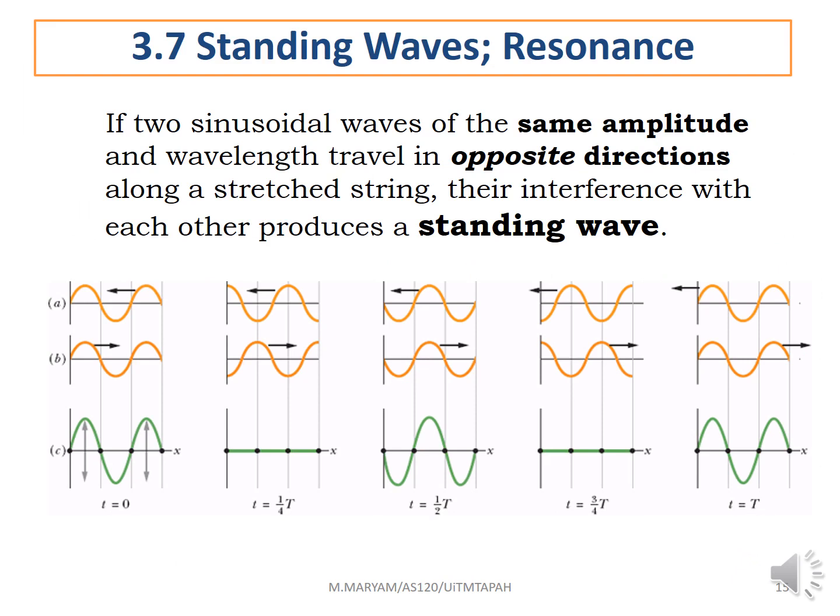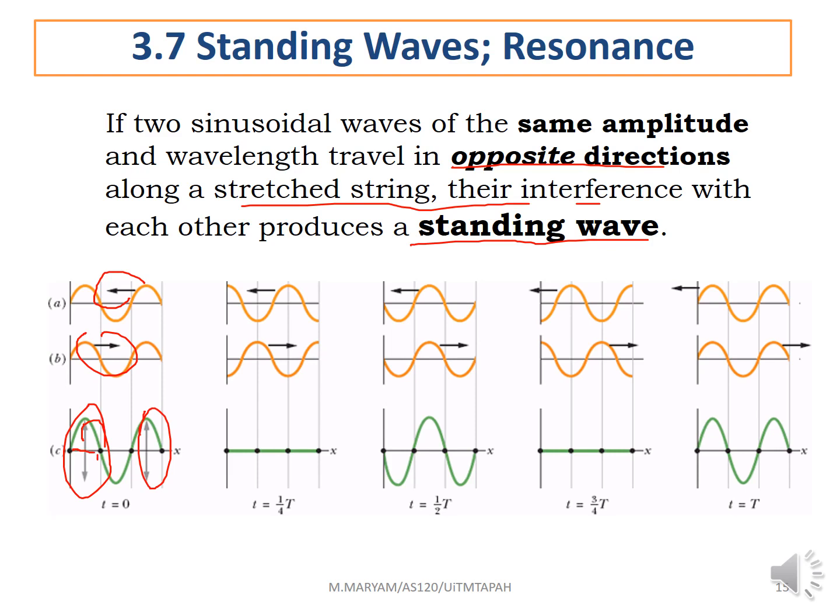Standing wave, or resonance, is the next subtopic. If two sinusoidal waves with the same amplitude and wavelength travel in opposite directions, as you can see in the figure, in part A it moves to the left, in part B it moves to the right. So their interference with each other will produce a standing wave, as you can see in part C. This is what we call a standing wave.